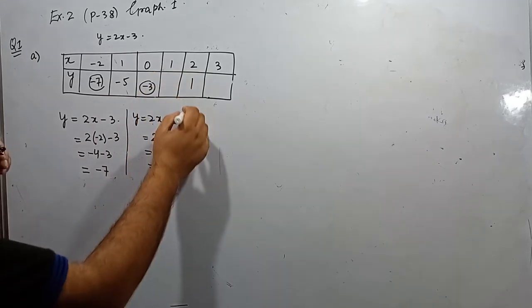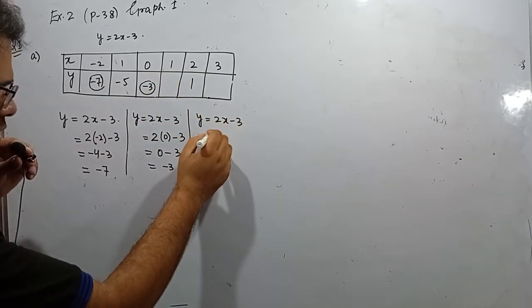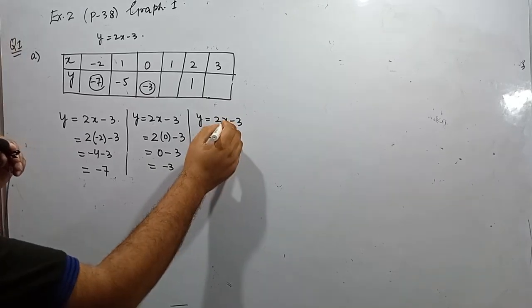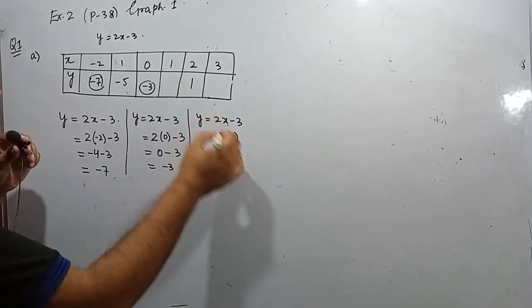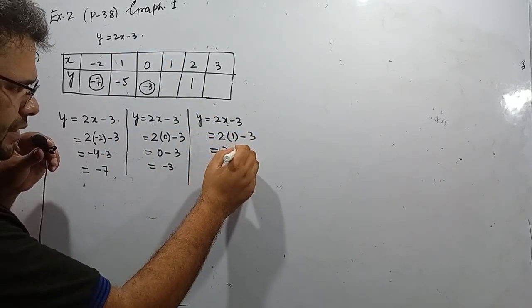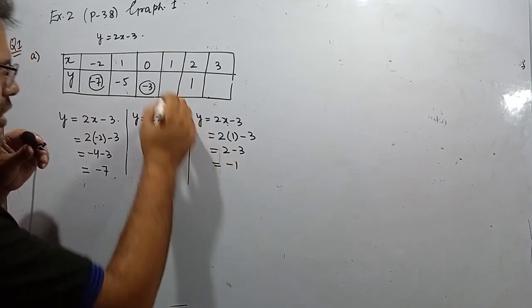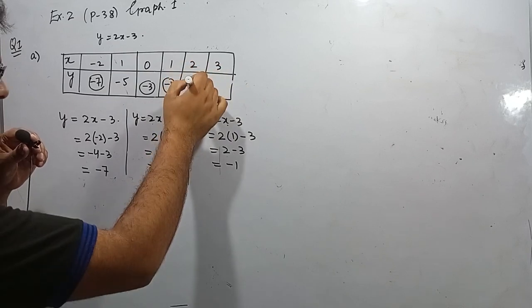Now next, y equals 2x minus 3. In place of x we should write 1. The value of x is 1, minus 3. 2 into 1 is 2, minus 3, which is equal to minus 1. So minus 1 is the value here.